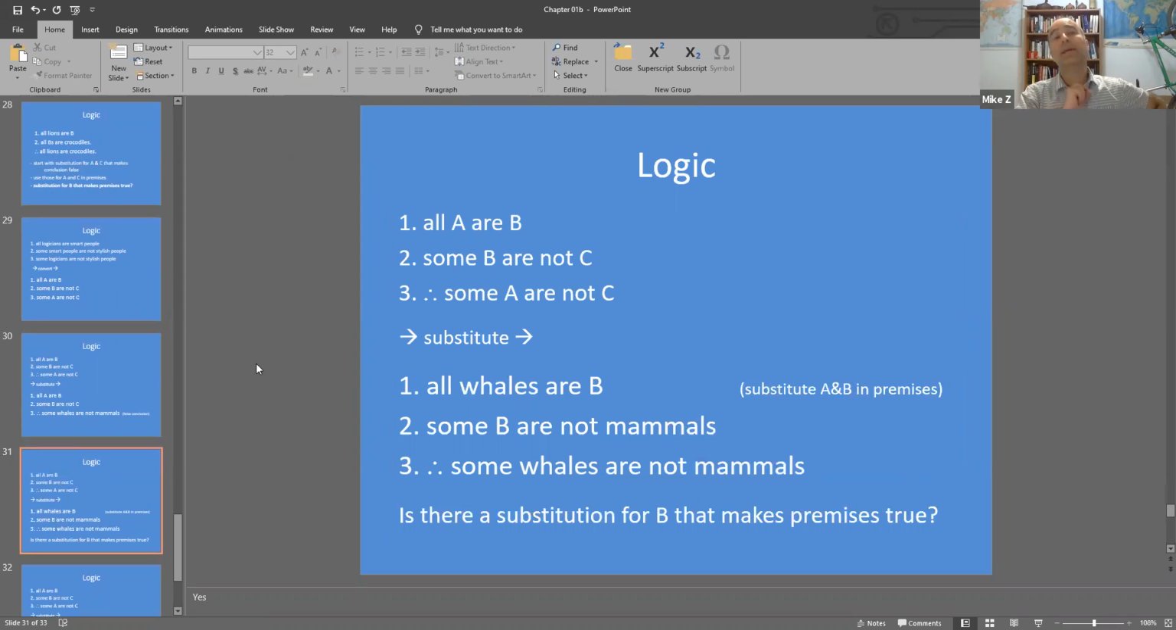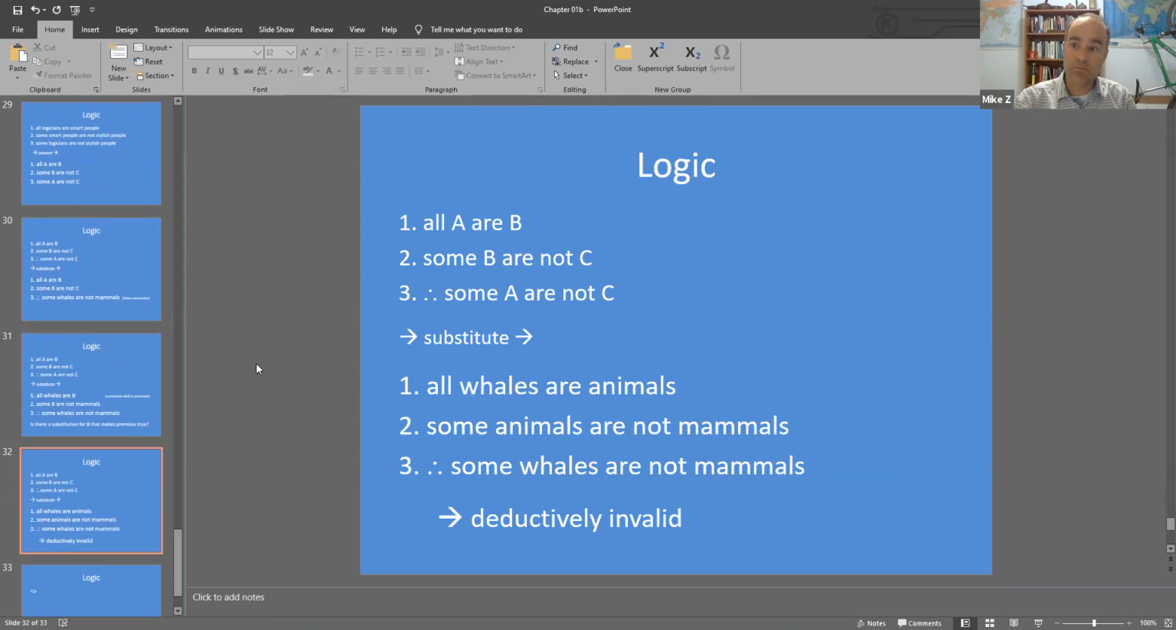Okay, now the trick. Can we come up with some substitution for B, something that we can put in for B that's going to make both premises turn out to be true? Well, in this case, there is something. Animals. What if B was animals? Then all whales are animals? Yep, that seems true. Some animals are not mammals? Yep, that seems true. So some whales are not mammals? Well, that's false. And so what we've got here is a situation where both premises are true, but the conclusion is false at the same time. So that tells us this is definitely a deductively invalid argument.